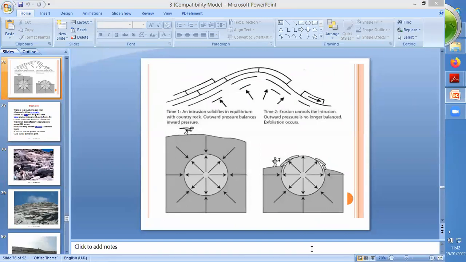Just wait. I have to share one video clip which is related with the joints. Okay, just wait. Now, how these joints are important in quarrying, that I have to show you with one video.